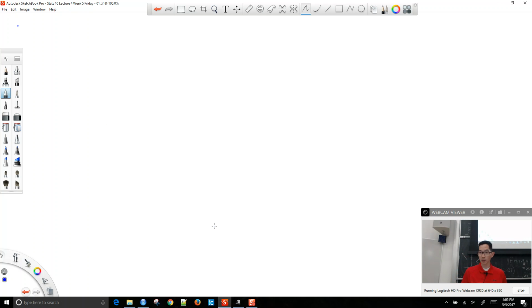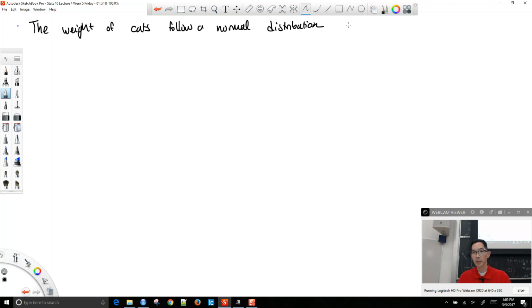Okay, so why don't we start with a clicker question here. We'll say the weight of cats follows a normal distribution with mean equal to, I'm going to say, 8.9 pounds, and standard deviation, we'll just say 1.2 pounds.